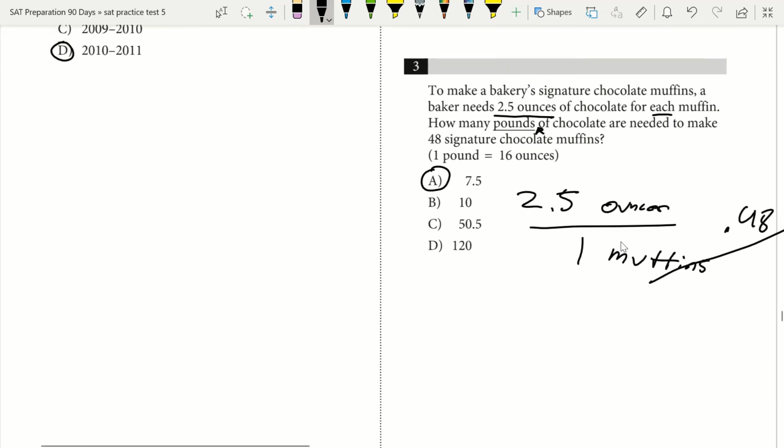Number 3, I'm converting from ounces to pounds. I'm told I need 2.5 ounces for each muffin. I want to make 48 muffins, so I do 2.5 times 48. Then I got to divide by 16 since there's 16 ounces in a pound.